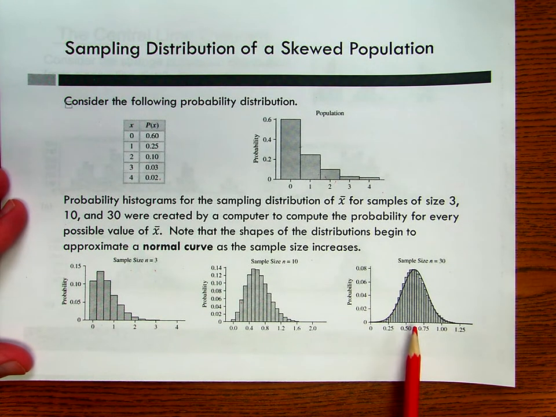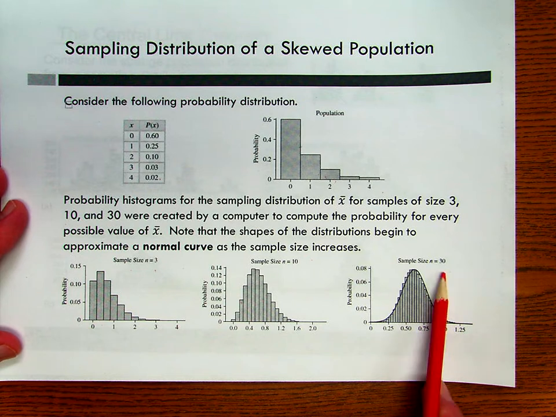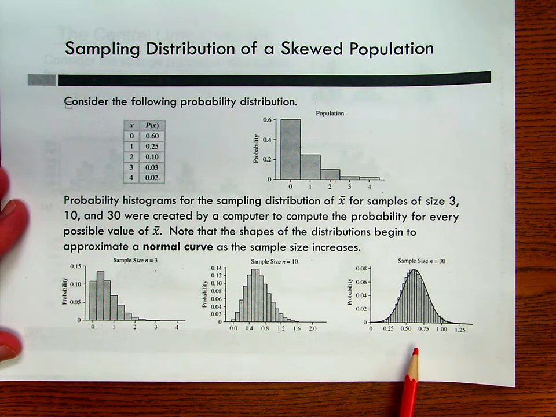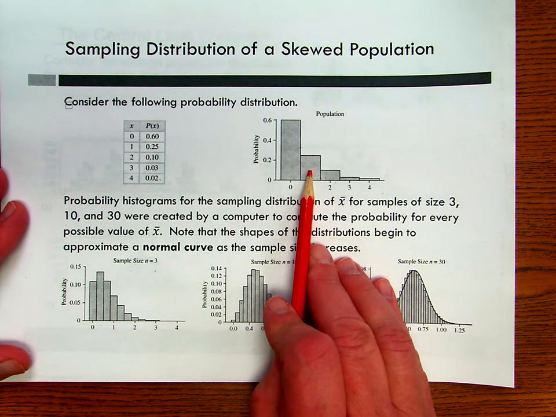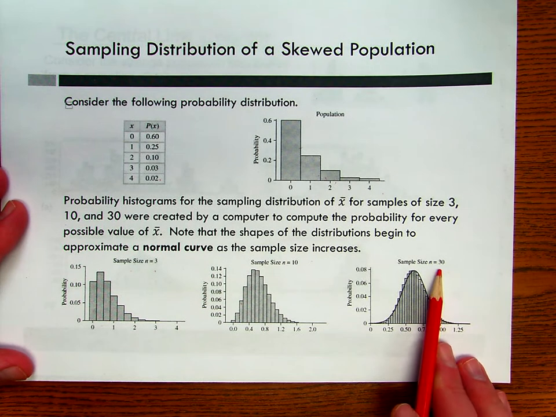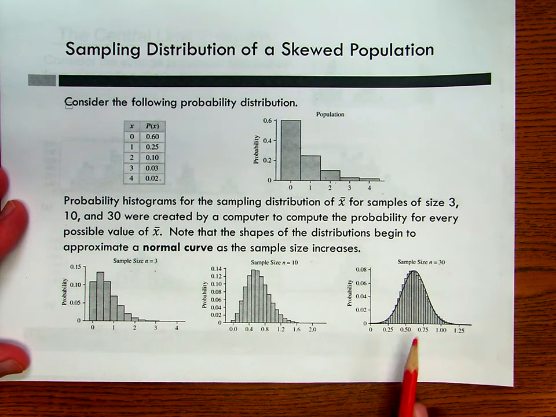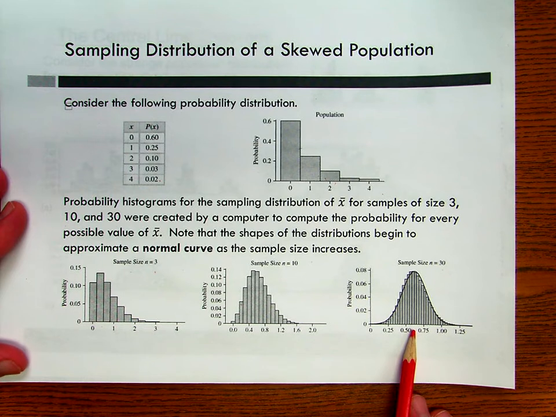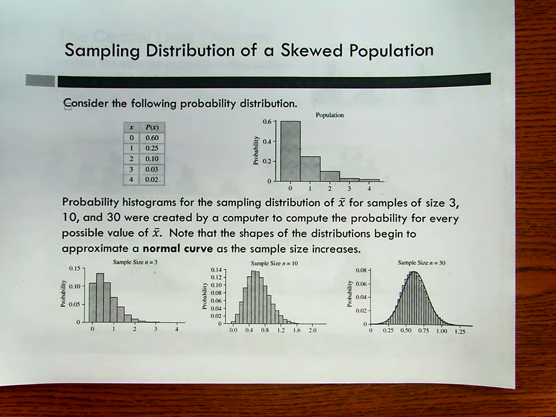So it turns out that 30 is the magic number we're allowed to use. Sometimes you can get that approximately normal shape with sample sizes smaller than 30, but the safe rule of thumb that we're going to be using for this class, regardless of the shape of the population distribution, as long as we're dealing with sample sizes of at least 30, we can assume that the sampling distribution is approximately normal.